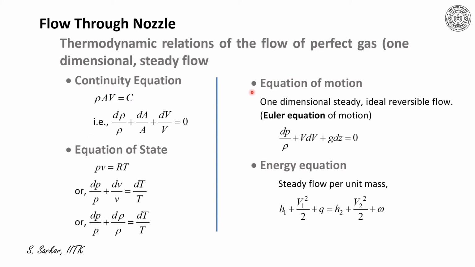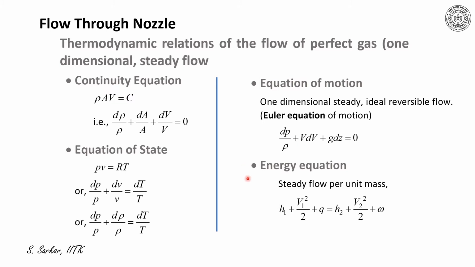Similarly, the equation of motion for ideal, reversible and one-dimensional flow, which is the Euler equation, can be given as dP by rho plus V dV plus g dz is equal to 0. Now, if we neglect the elevation, then g dz can be put to 0. Thus, the Euler equation of motion becomes dP by rho plus V dV is equal to 0.